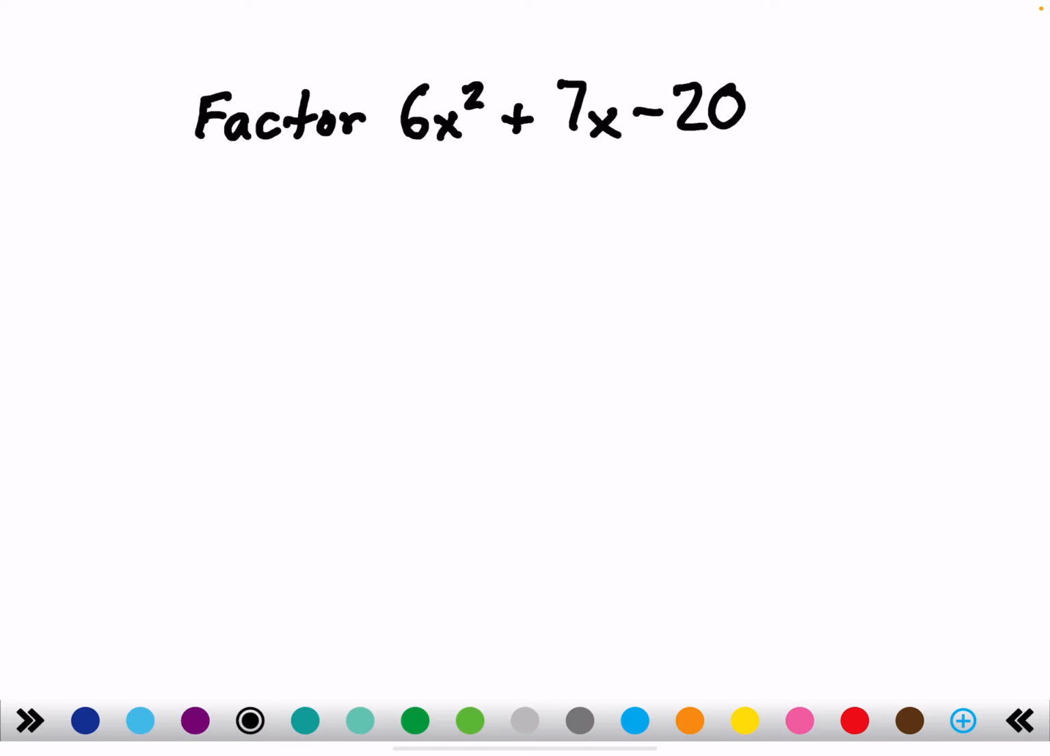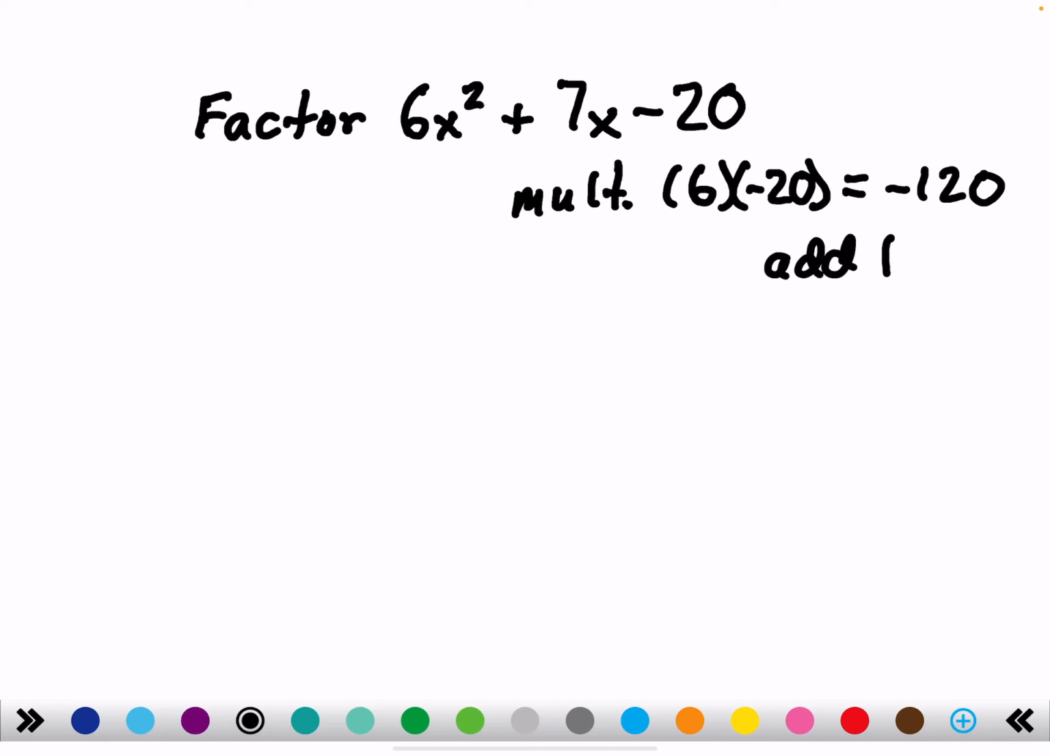Now let's factor the trinomial 6x squared plus 7x minus 20. So when we ask ourselves the factoring question, what are two numbers that multiply to? So we multiply A, which is 6, times negative 20 for C, 6 times negative 20 is negative 120. So what are two numbers that multiply to negative 120 and add to 7? So these are a little more challenging, often because that multiplication product is often large numbers.